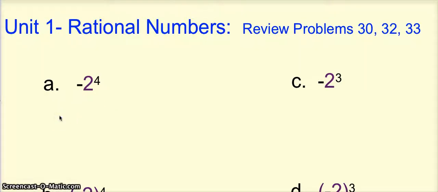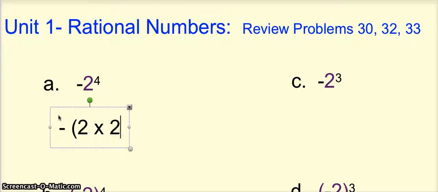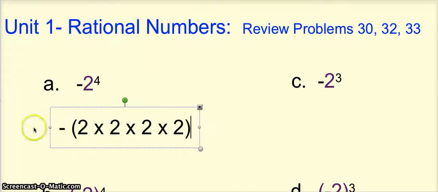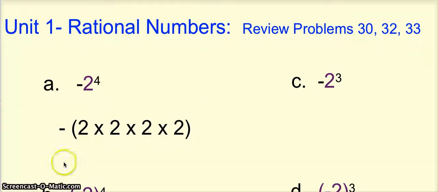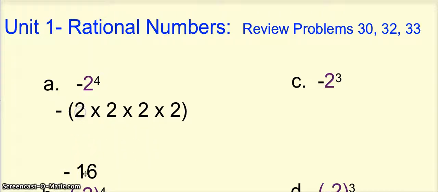In part A, what we're really doing is negative. We're taking the opposite of 2 times 2 times 2 times 2. And 2 times 2 is 4, times 2 is 8, times 2 is 16. So really what we're doing is we're taking the opposite of 16, which is negative 16. So our final answer in part A would be negative 16.